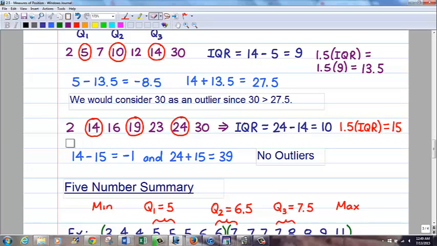So no, the 2 would not be considered an outlier. It would have to be something smaller than -1. 30 wasn't really an issue, but I'll mention it anyway. 30 is not an outlier. We knew it wasn't, pretty much just by visual inspection.